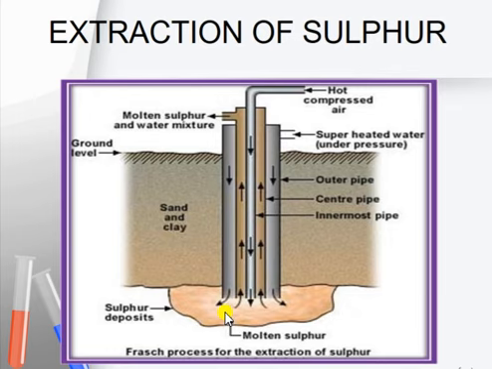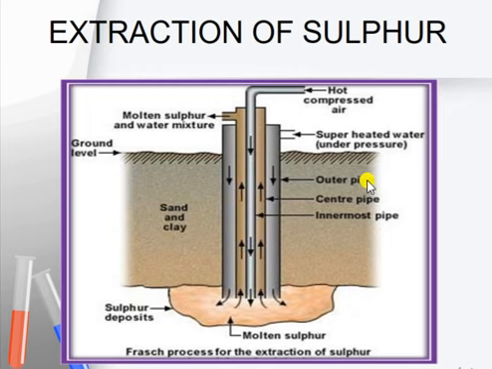A sulfur pump or Frasch pump made up of 3 concentric steel pipes is driven down the hole that was made before. This is the first pipe, which is the outer pipe. Then the second pipe, which is the center pipe. Then we have the innermost pipe here.